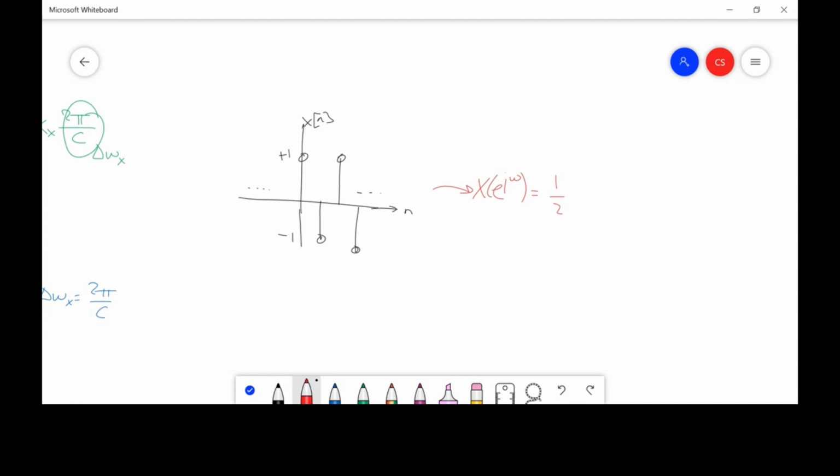But this is the continuous way. But now you are taking samples. And you are taking samples every k. So we will have omega k, that is k times delta omega. And this delta omega is 2 pi over the number of samples that you have considered. And k goes from 0, 1 to n minus 1.